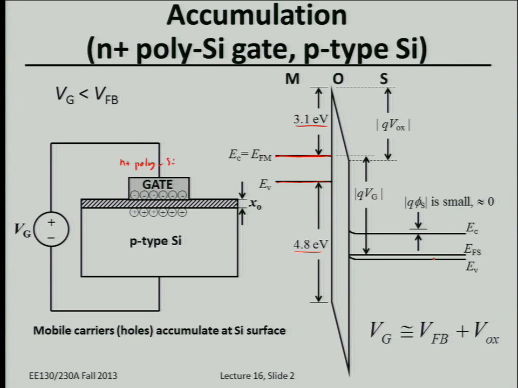So the Fermi level becomes closer to the valence band edge at the surface, right? That's right, the hole concentration is higher at the surface. That's why we call it accumulation. We have holes accumulating at the surface.